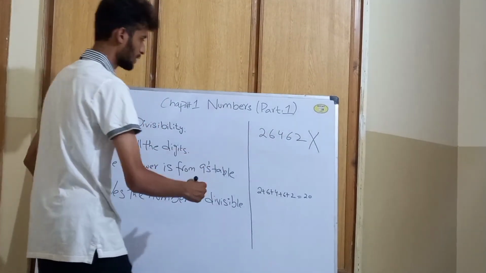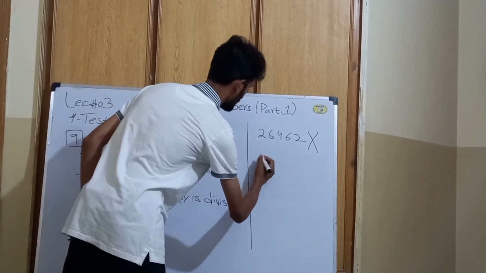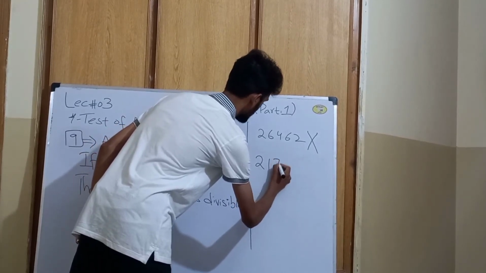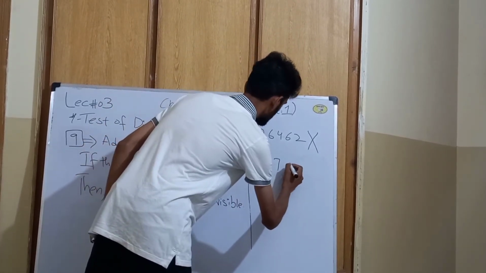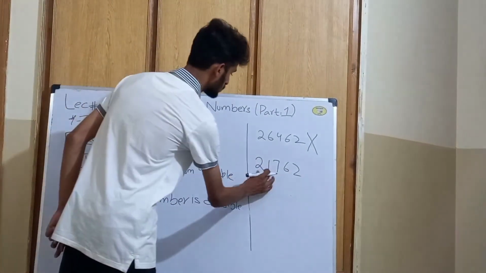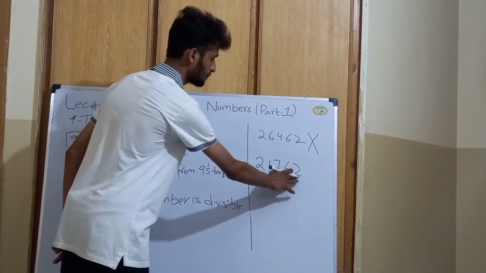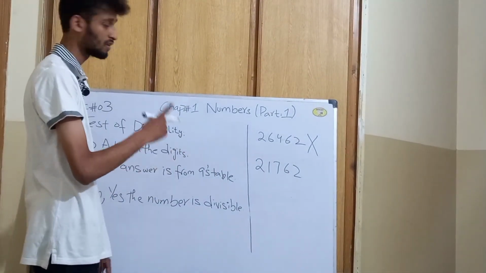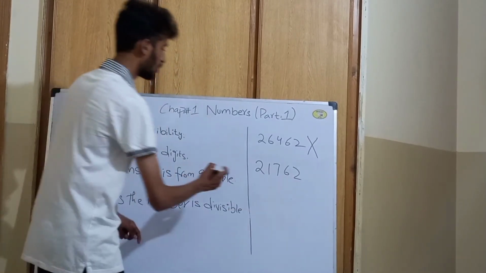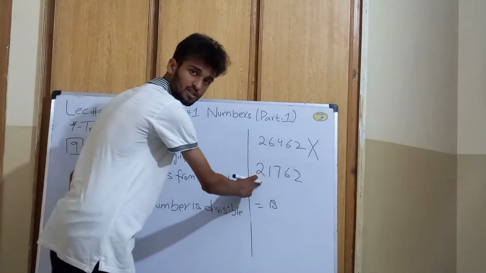Let's consider another example. We have a number like 21762. Add all the digits. 2 plus 1 is 3, 3 plus 7 is 10, 10 plus 6 is 16, 16 plus 2 is 18. Yes, this number is divisible by 9, because when we added all these digits, we got the answer 18, and 18 is from 9's table. So this number is divisible by 9.